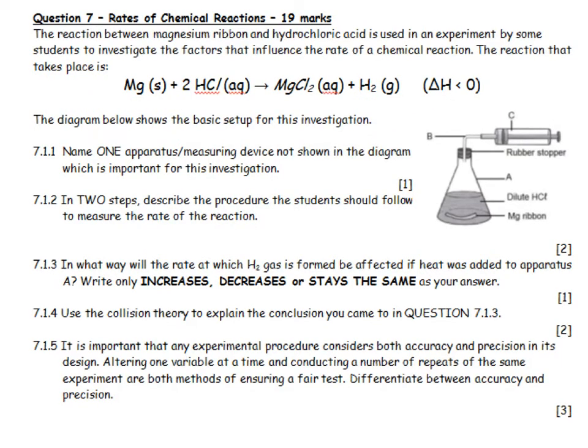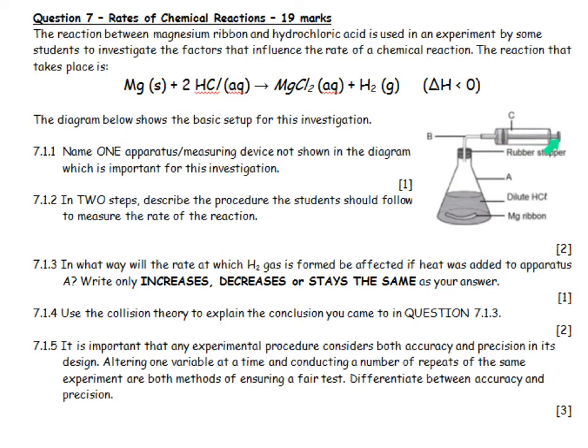The reaction between magnesium ribbon and hydrochloric acid is used in an experiment by some students to investigate the factors that influence the rate of a chemical reaction. The reaction that takes place is given. The diagram shows a basic setup for this investigation. I've got magnesium, some acid, and then clearly I'm collecting the gas in the syringe.